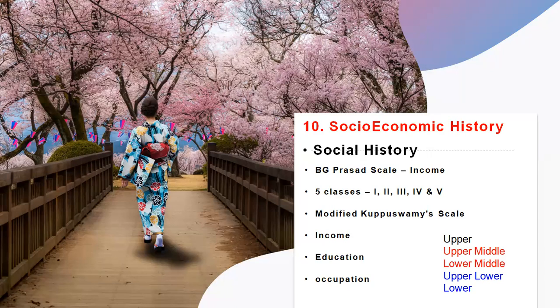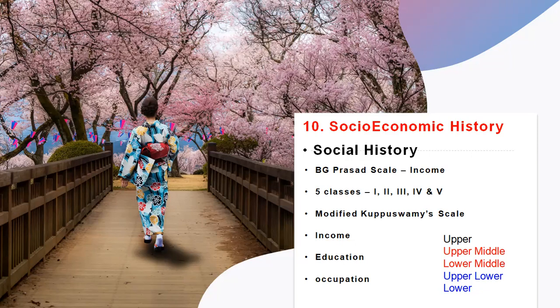Then you need to determine the socioeconomic status of the family by applying 2 scales. One is the BG Prasad scale, which is usually applied for the rural population. It is based on per capita income, and there are 5 classes. In case of the urban population, we usually apply the modified Kuppuswamy scale, which is based on income, education, and occupation. Like this, we go for determination of the socioeconomic class of the family or individual.